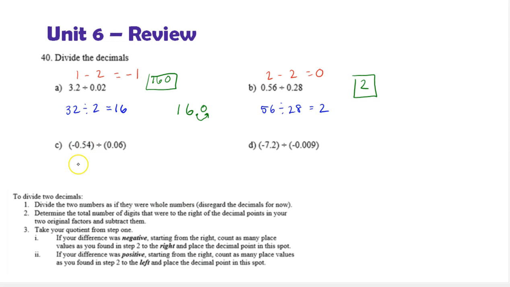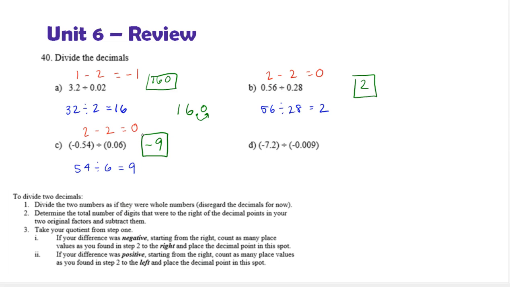Let's divide 54 by 6. Well, 54 divided by 6 is 9. Okay. Here we have 2 decimal places, and here we have 2 decimal places. So again, the difference is 0, and our end result is 9. We don't move the decimal. Notice in the original problem, we had a negative and a positive. Well, a negative divided by a positive is negative, so our end result is negative 9.